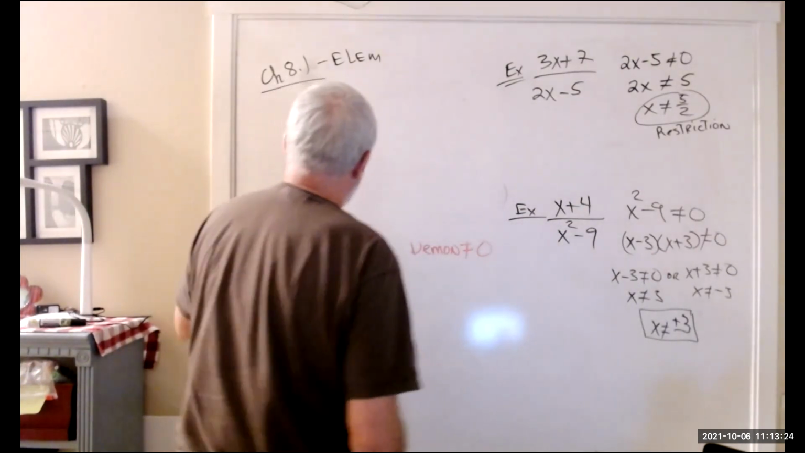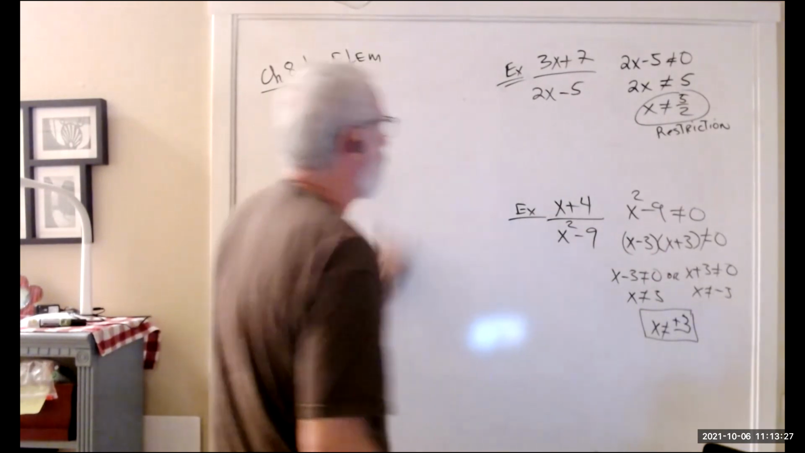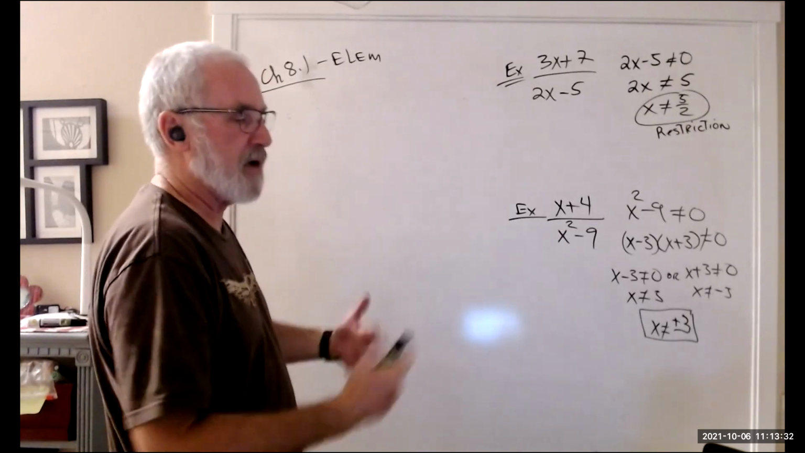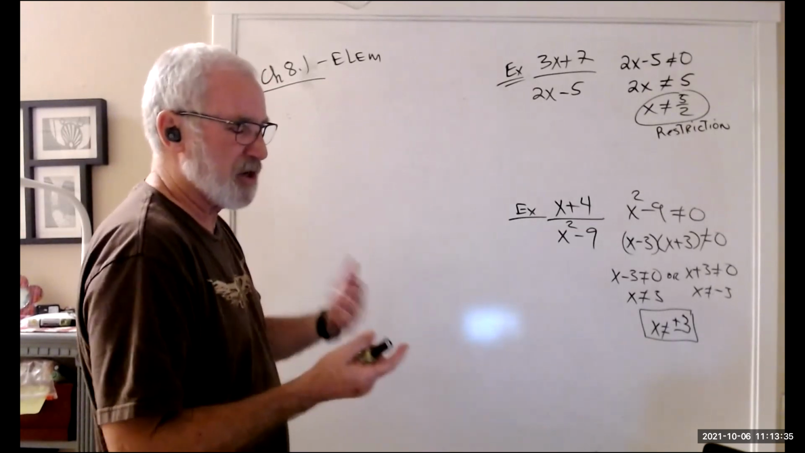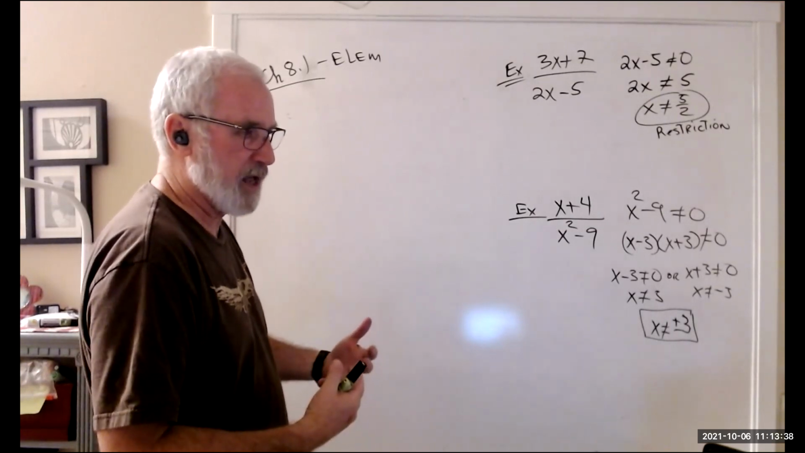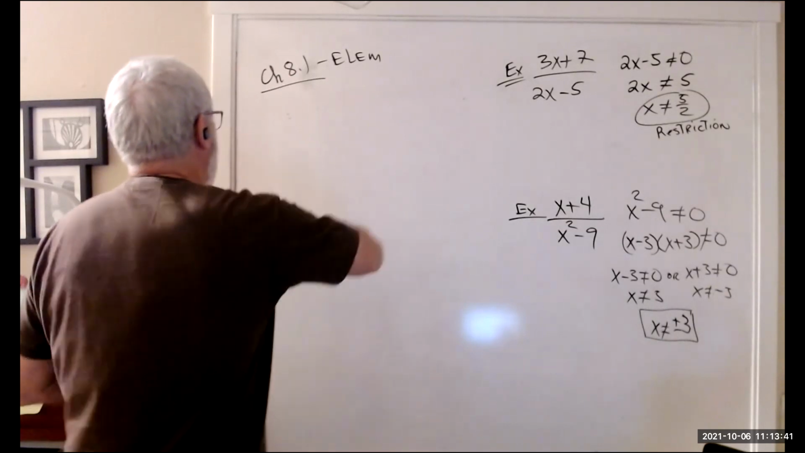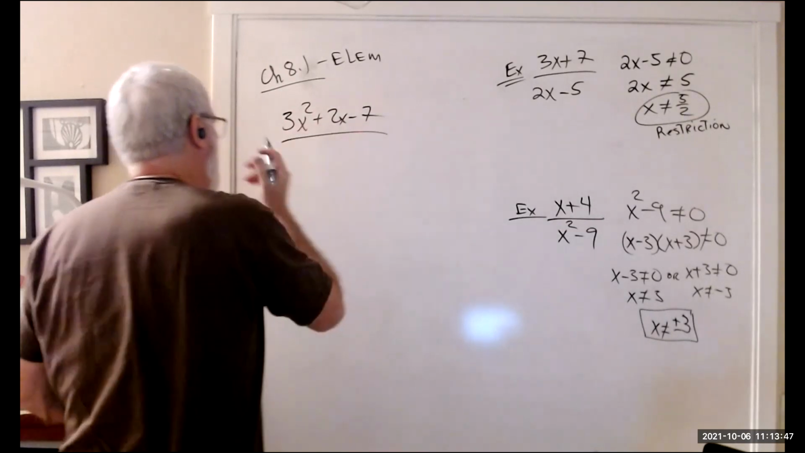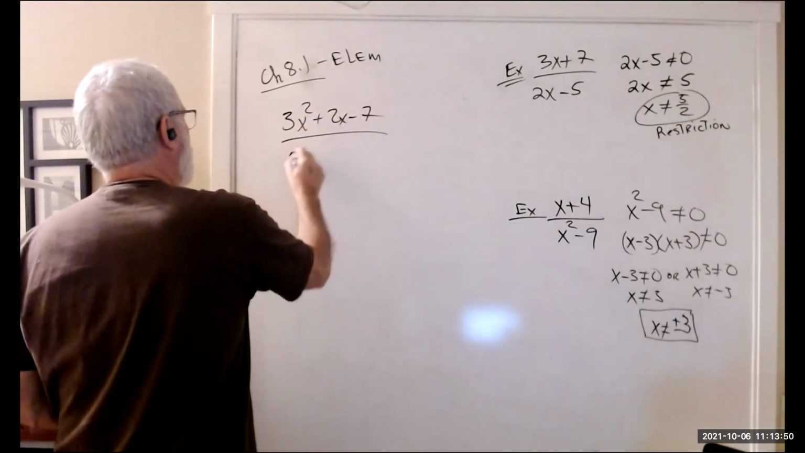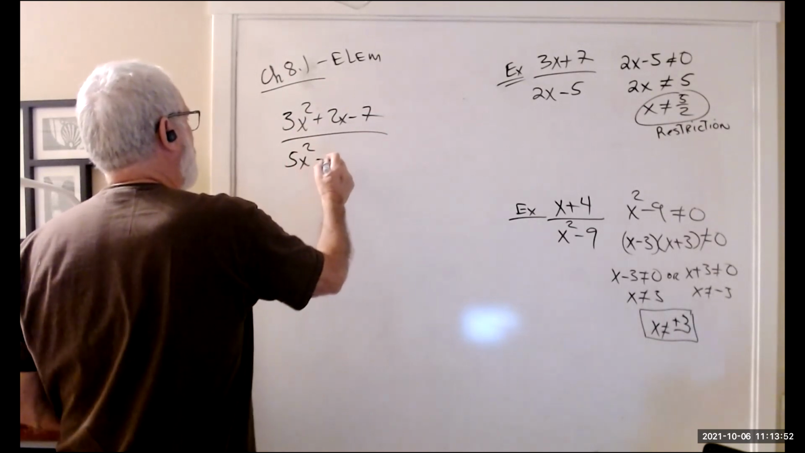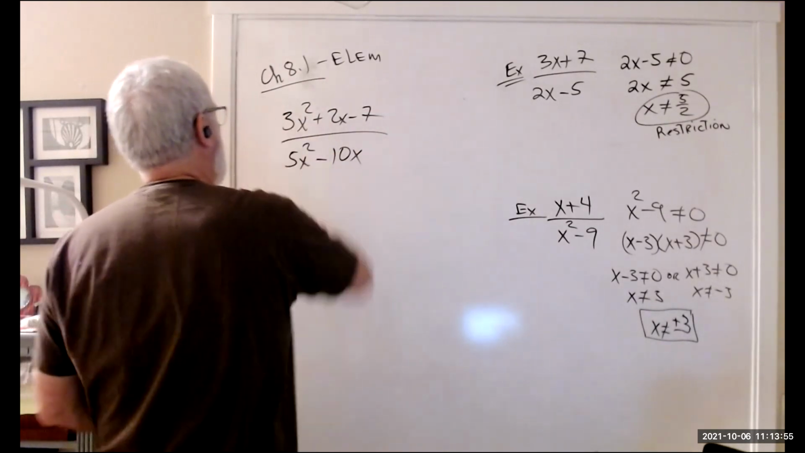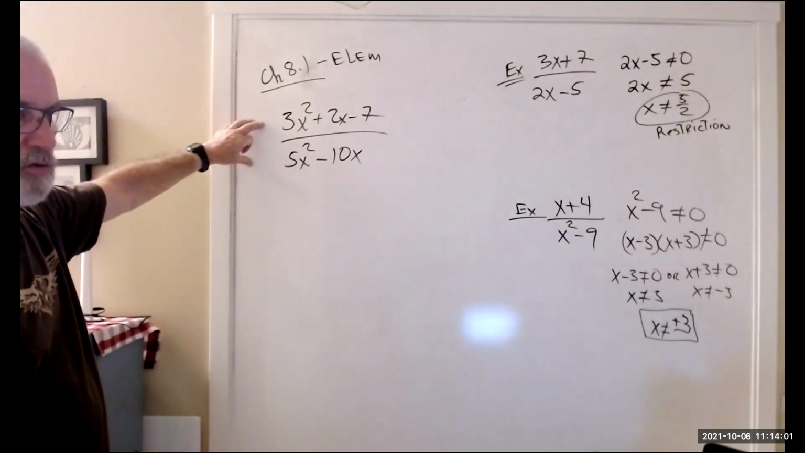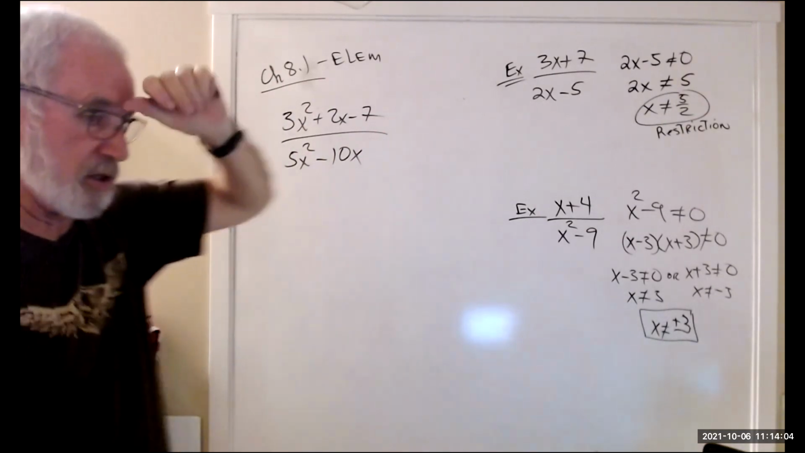Again, the instructions are going to be find the values that are undefined, or find the restrictions. They kind of mean the same thing. Find the undefined values for x, find the restrictions. So 3x squared plus 2x minus 7 over 5x squared minus 10x. So find the restrictions for this fraction. I'll pause it.